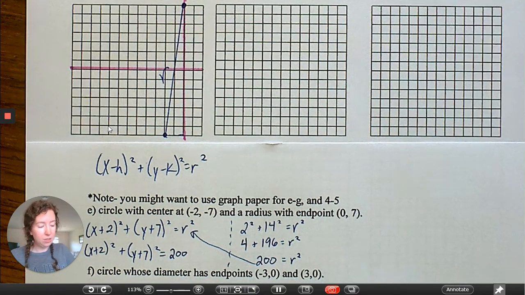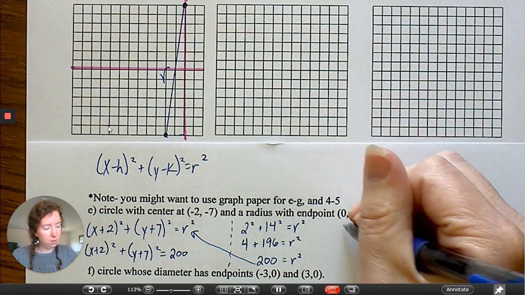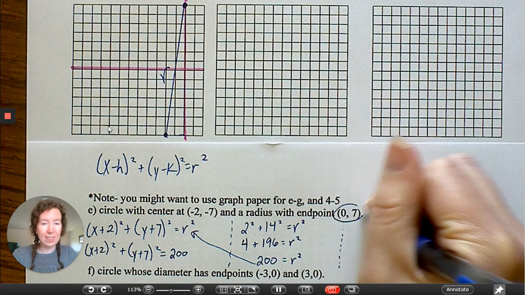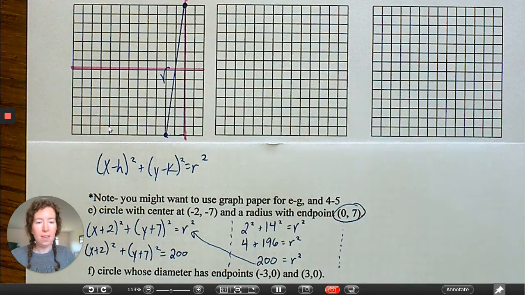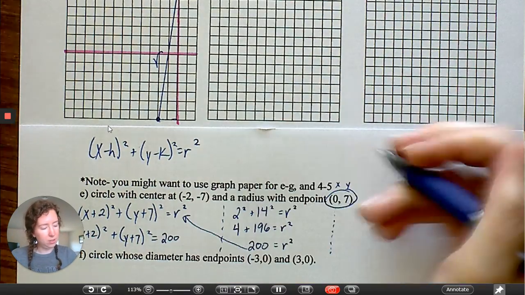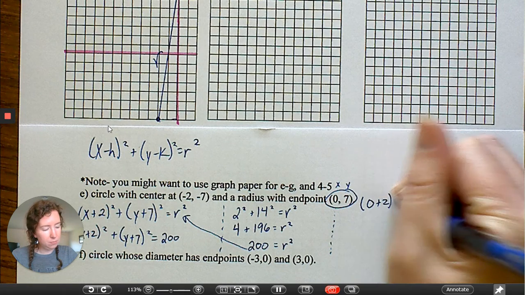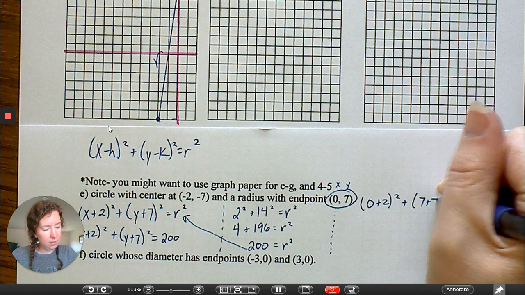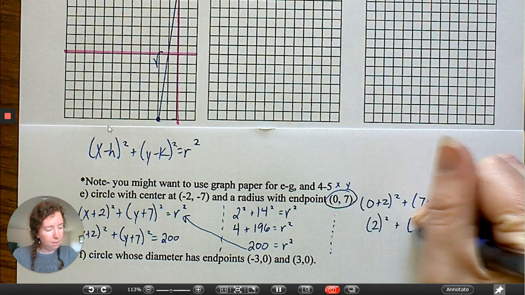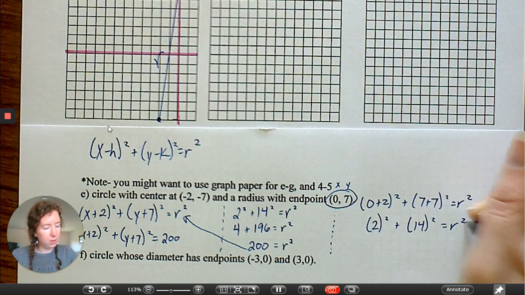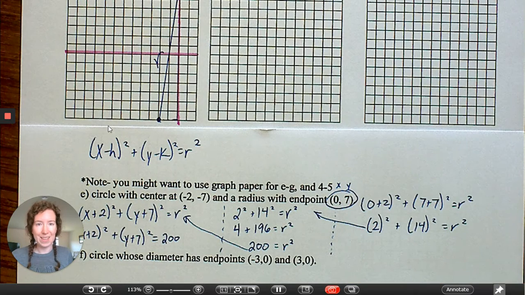Now say you didn't want to graph it. You don't need to. As long as you have the first part of your equation, if you pick a point that lies on the circle, which this point does, it's on this invisible circle. If you plug it into the x and y values of your equation, it's going to equal some r squared value. So let me show you. I've got (0 + 2)² + (7 + 7)² = r². So this gives me 2 squared. This gives me 14 squared equals r squared. And now I'm back to that step right there.